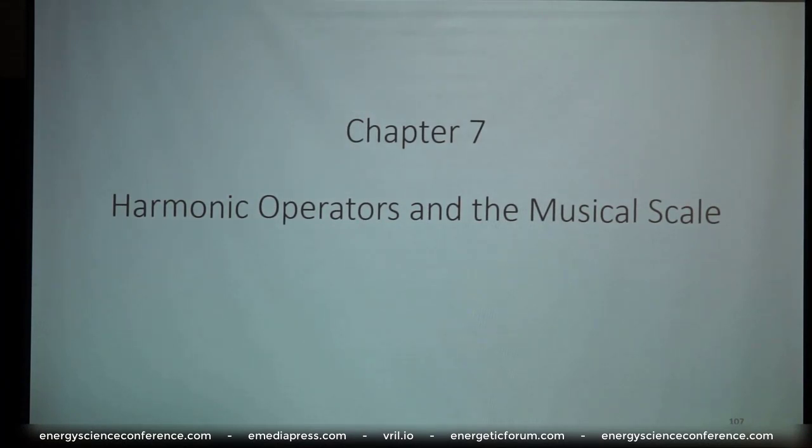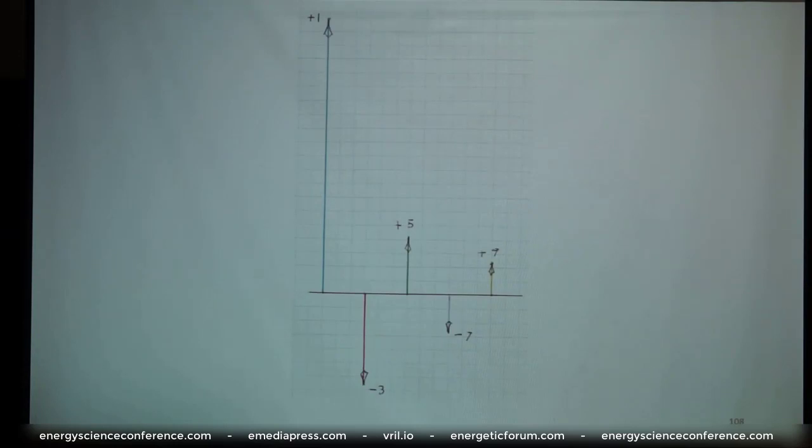Okay, so now let's apply this to harmonics. So this is an odd harmonic situation. So we have the fundamental, we have the third harmonic. This one is out of phase with the fundamental. And according to the Fourier viewpoint, and in practice, the third harmonic is always one-third the fundamental. And then the fifth is out of phase with that, and that's one-fifth of the fundamental. The seventh is out of phase with that, and it's one-seventh of the fundamental, and so on.